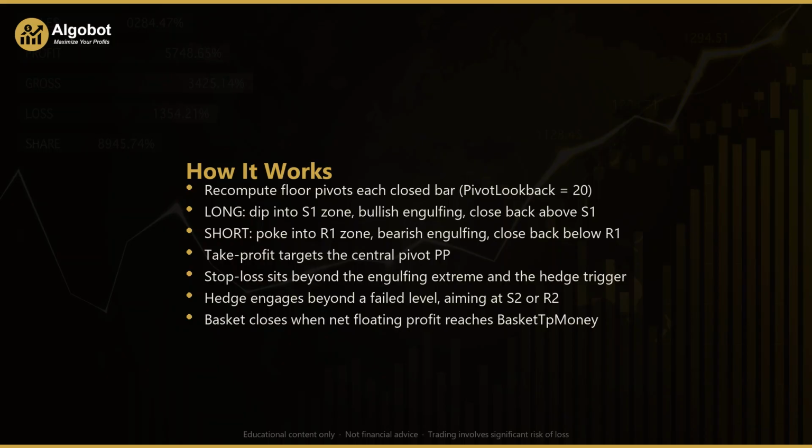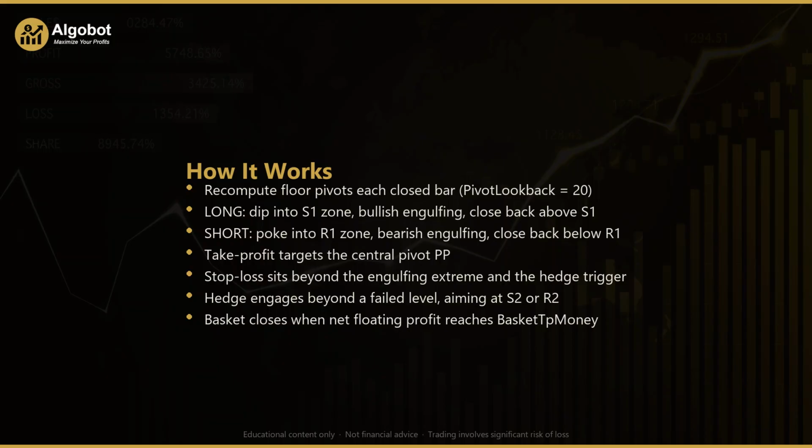Now the entries. For a long, three conditions must line up on the just closed candle. First, its low must dip into the support zone around S1, within a tolerance set by the ZoneFrac parameter. Second, that candle must be a bullish engulfing, the previous candle bearish, the current candle bullish, and the current body completely engulfing the prior body. Third, the candle must close back above support. When all three agree, the strategy signals a buy, and its take profit aims at the central pivot PP as a mean reversion target. The short side is the exact mirror.